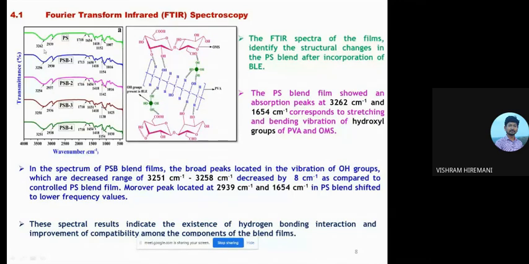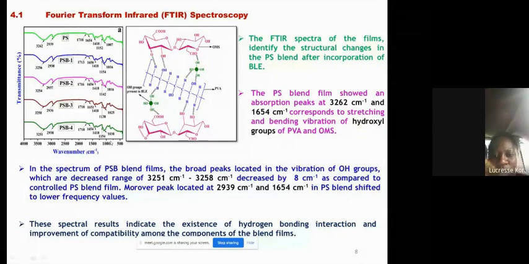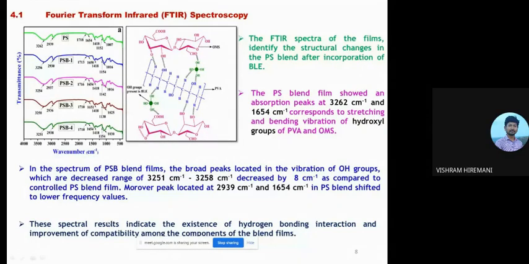After incorporation of betel leaf extract, the peak at 3262, which is generally the OH peak, decreased to 3251, and also the peaks at 1718 and 1654 decreased to lower wave number. This concludes that the added betel leaf extract reacted with the polymer matrix through inter and intramolecular hydrogen bonding, which is shown in the next figure.